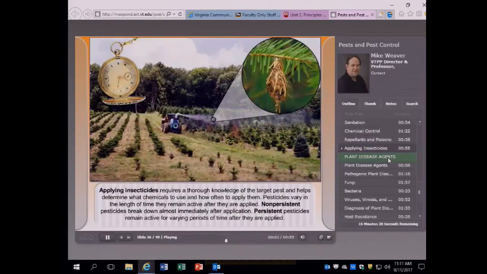Some kill the pests they can contact at the time of application and then break down almost immediately. These are non-persistent pesticides. Others, known as persistent or residual pesticides, remain active for varying periods of time after they're applied. The active pesticide residue that these products leave behind gives continued protection against pests that may enter the area after the application is completed.